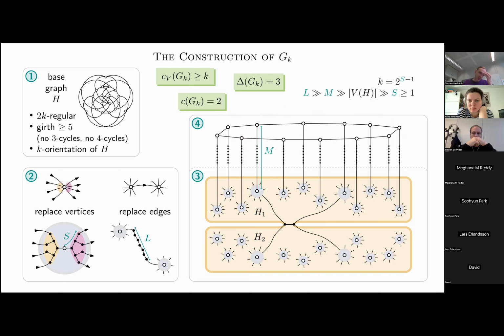So how long is the cycle? This cycle has now 1 vertex for every original vertex of my base graph. So the length of this cycle is the number of vertices of my base graph, and I want to choose it like here. So actually, starting with K, I compute S. It's a small number. I take a base graph, which will be automatically very large compared to S. Then I choose M very large compared to this number of vertices, and then I choose L very large compared to this M. That's the construction.